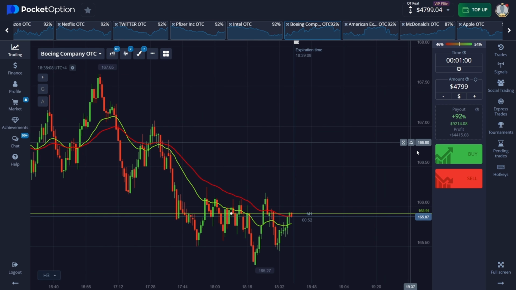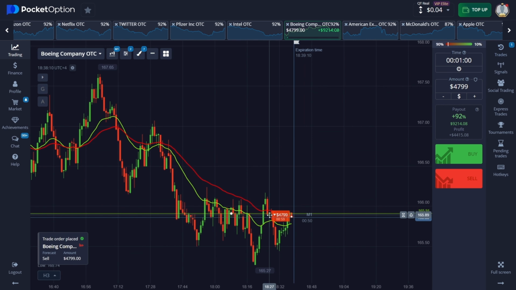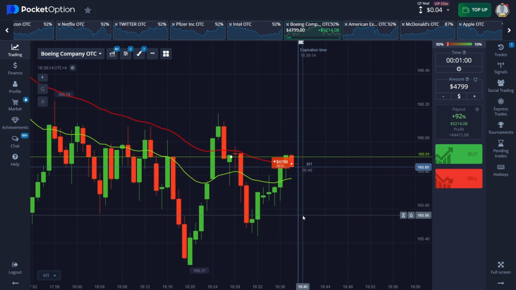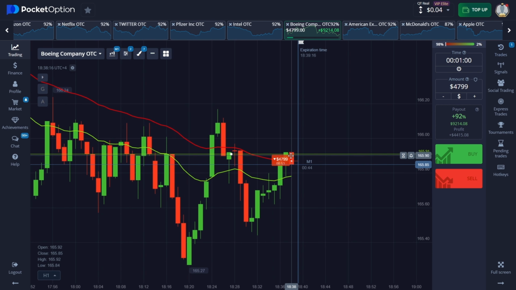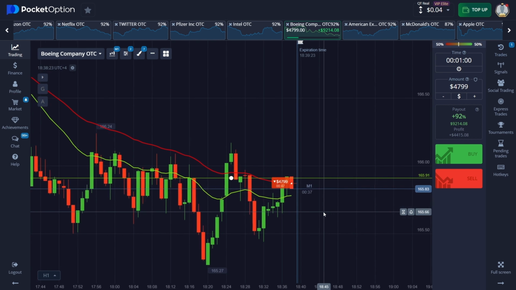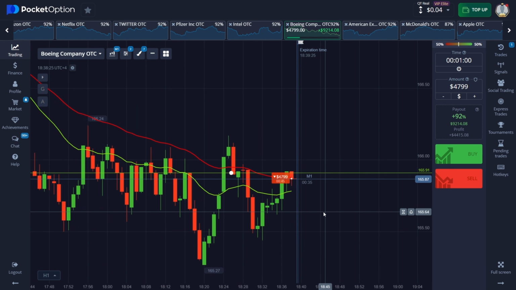Okay, here we have a trade, and I placed a trade for a downward move on Boeing Company OTC. Although I placed the entry a bit late, it's still a good trade. You can see a resistance level and the moving average. The green candle has already broken the EMA 50, indicating a downtrend. That's why I took this trade for a downward move. Although the trade was not initially in our favor, it should win because it was a well-placed trade.